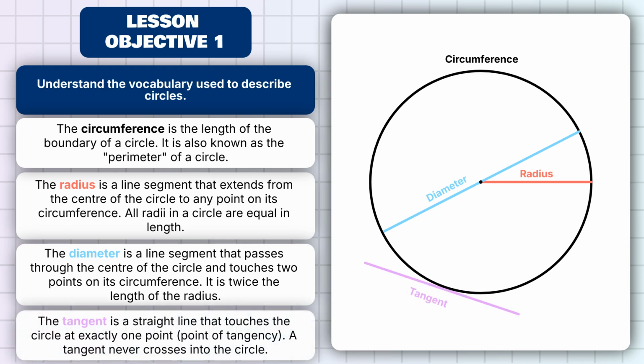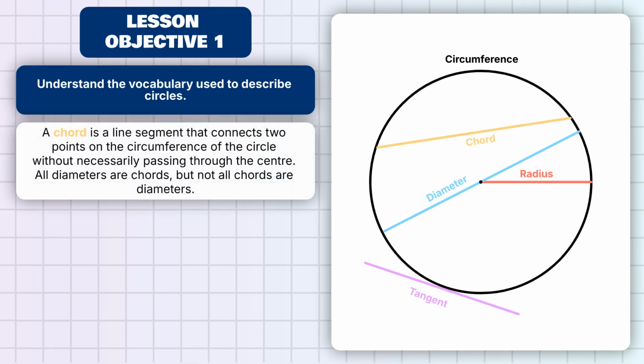A tangent is a straight line that touches the circle at exactly 1 point. This point is called the point of tangency. A tangent never crosses into the circle, it just grazes it, indicating the direction in which the circle curves at that point.